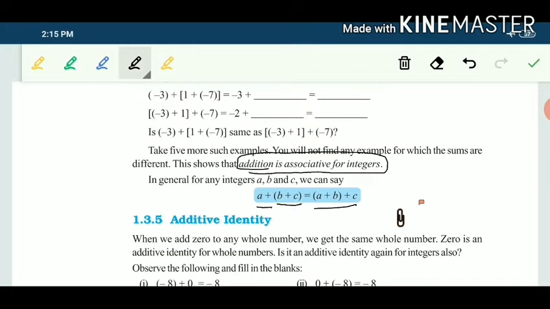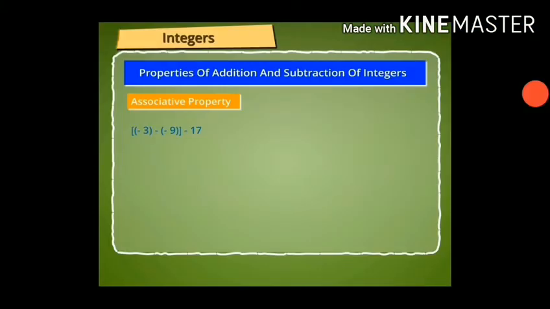Now we will see same property for the subtraction. In square bracket -3 minus (-9), square bracket close, minus 17. Now first we will open the bracket. It becomes minus minus plus. So in square bracket -3 + 9, bracket close, minus 17. Now -3 + 9 is +6, so it becomes +6 - 17, that is equal to -11.